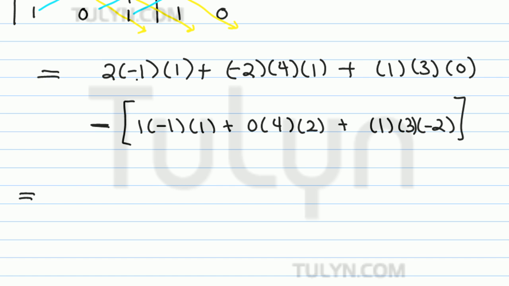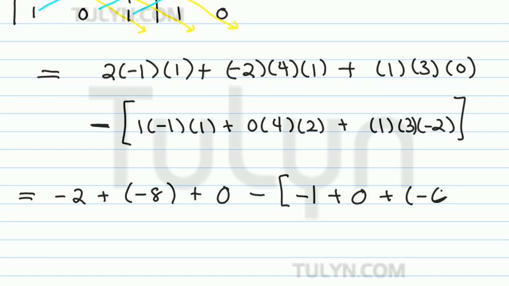So now let's simplify. 2 times -1 is -2, plus 2 times -4, that's -8, plus 1 times 3 times 0 is going to be 0, because remember anything times 0 is 0. And then you want to subtract the whole quantity. The first term is -1. The second term again is going to be 0. And then finally the last term, 1 times 3 times -2, is going to give us -6.